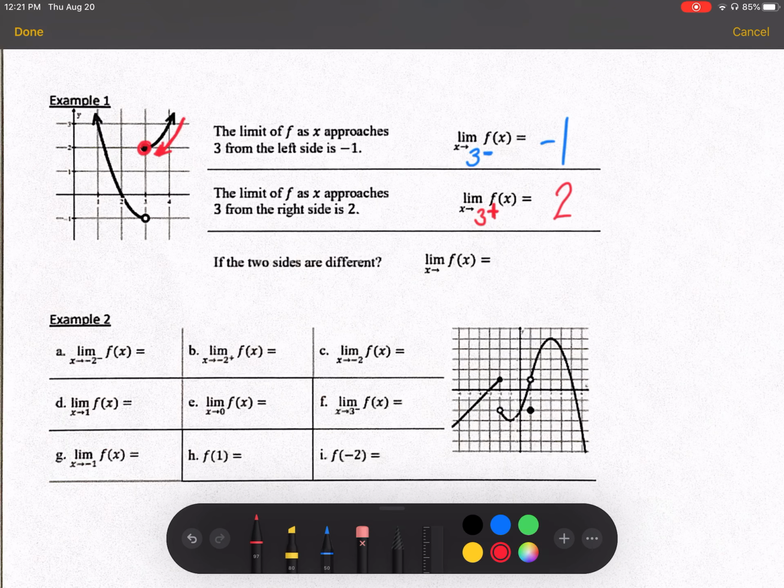Now, if I'm talking about the overall limit as x approaches 3, and I'm not talking about one side or the other, well, the left side and the right side approach different y values, so this limit would not exist.